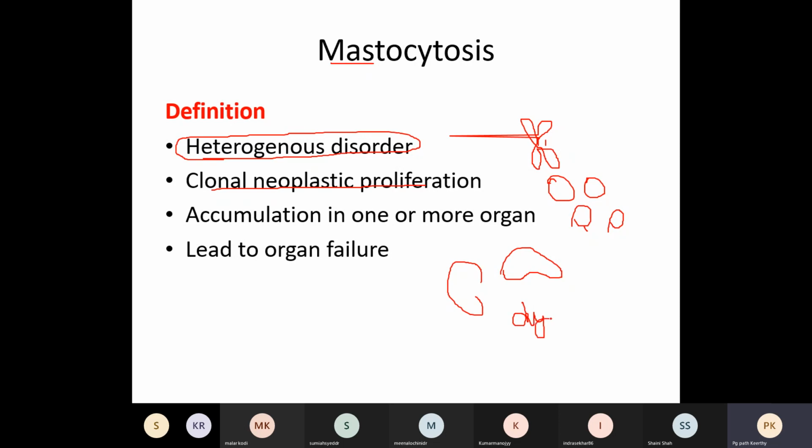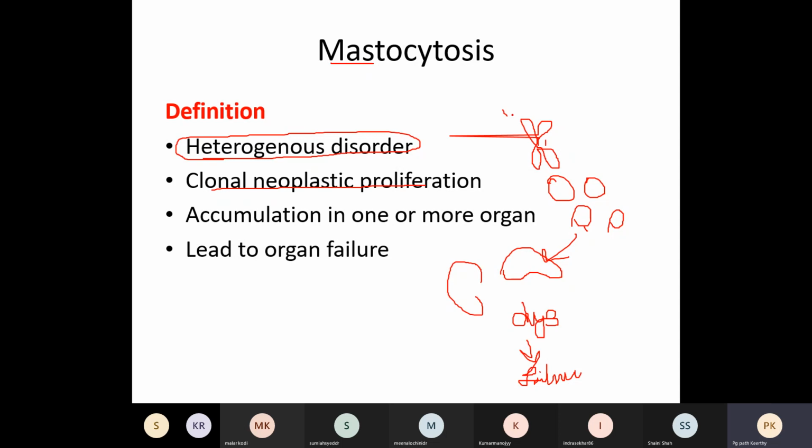organ dysfunction and organ failure. Okay, this is the main definition of mastocytosis. What is happening is your precursor cells which give rise to mast cells are acquiring mutations due to which they are dividing clonally and going and infiltrating the different organs, causing their dysfunction and failure.